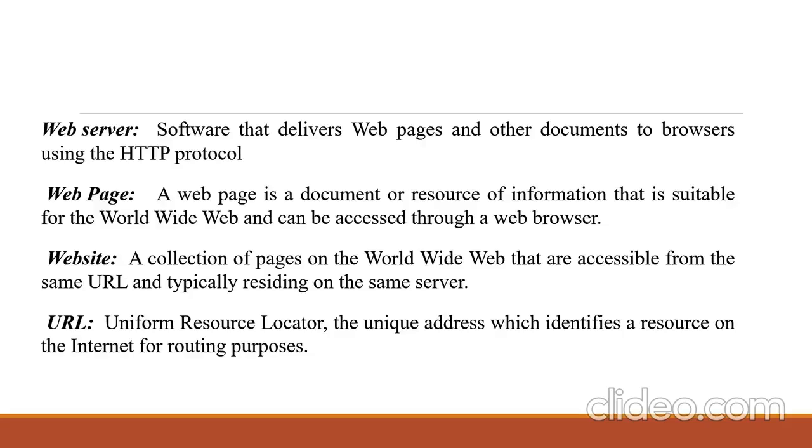Then what is a website? A collection of pages on the World Wide Web that are accessible from the same URL and typically reside on the same server. That is a website. What is a URL? URL means Uniform Resource Locator, the unique address which identifies a resource on the internet for routing purposes.